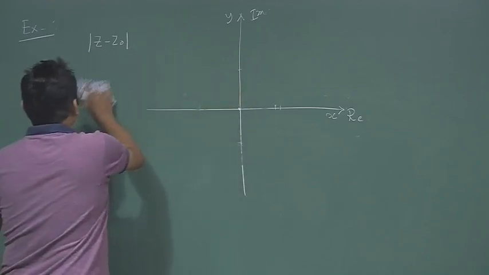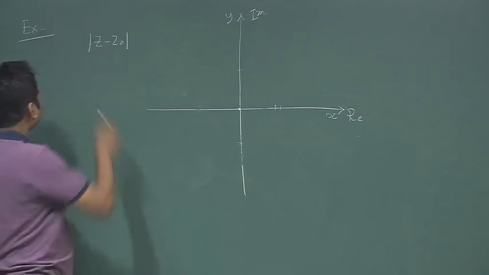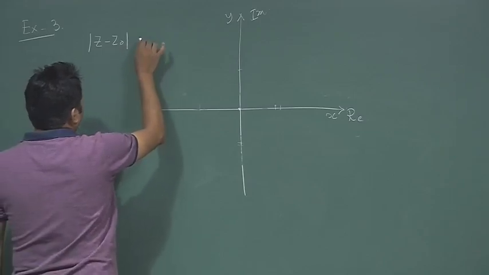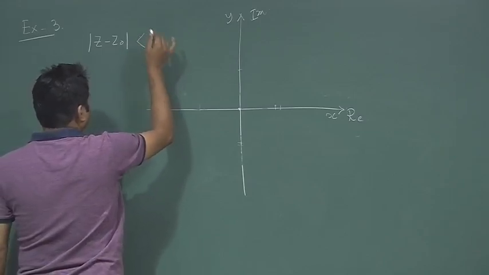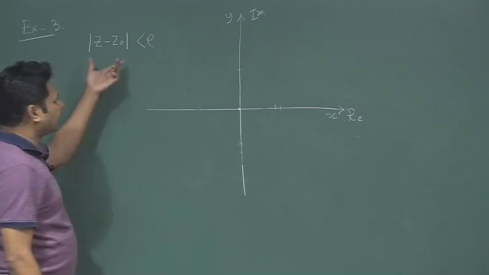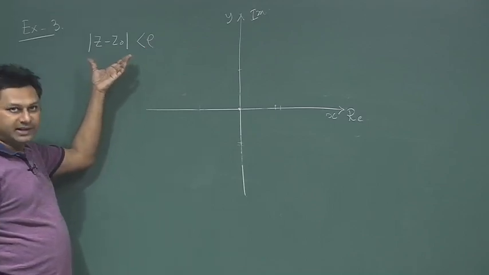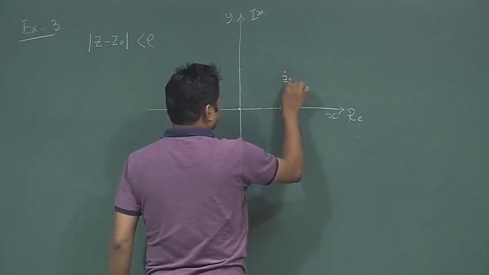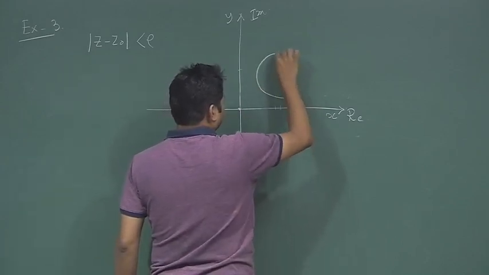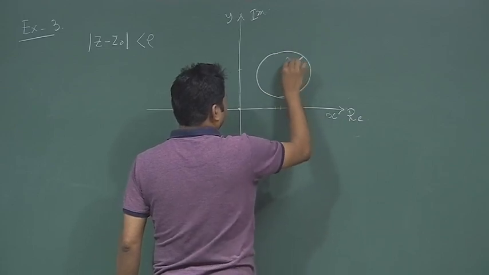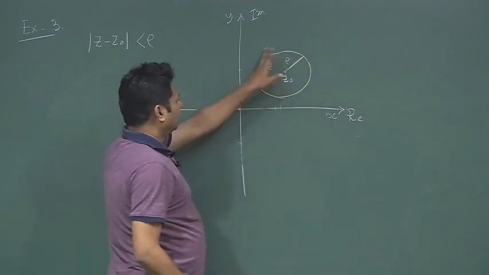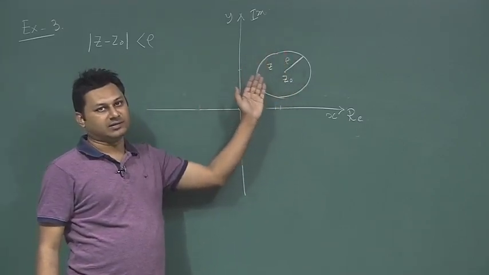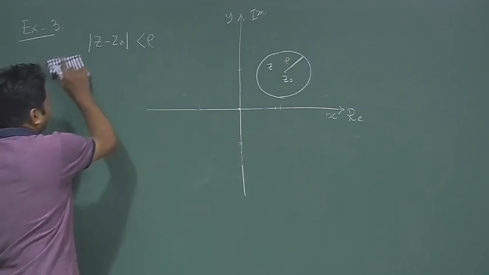So next, example 3, say mod of z minus z0 is less than rho. It is exactly the previous example: I have a point z0 here, I just shift my coordinate system, I have a circle over here, this is my rho. So all the z inside this circle follow this condition. So I will be talking about this region, that's all. So I am not going to discuss this anymore.